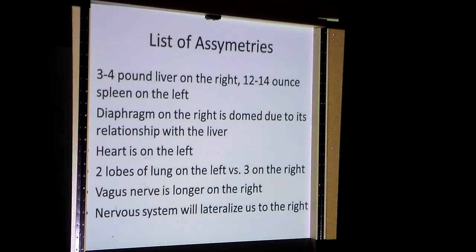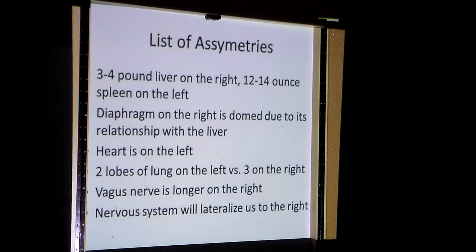Okay, it gets a little thick here, but the list of asymmetries, some of the reasons why we're asymmetrical is because even though we've got the same muscles on the outside, biceps on each side and quads on each side and abs equal on each side, the way that our guts are put into us are a little bit different. So we've got a 3 to 4 pound liver on the right, a 12 to 14 ounce spleen on the left. The diaphragm on the right side is going to be a little bit domed because it sits on top of your liver. Your heart's a little bit off to the left. You've got 2 lobes of your lung on the left and 3 on the right.